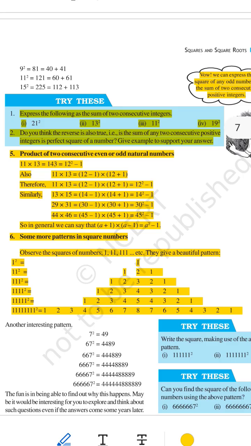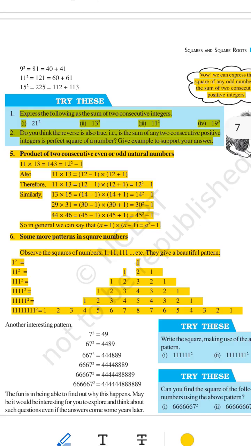Example 3. 29 times 31, a equals 30. So 29 equals 30 minus 1, 31 equals 30 plus 1. Now 29 times 31 is 30 squared minus 1 equals 900 minus 1 equals 899. Again, correct. Example 4. 44 times 46, middle number equals 45. So 44 equals 45 minus 1 and 46 equals 45 plus 1, giving 45 squared minus 1, 2025 minus 1 equals 2024.